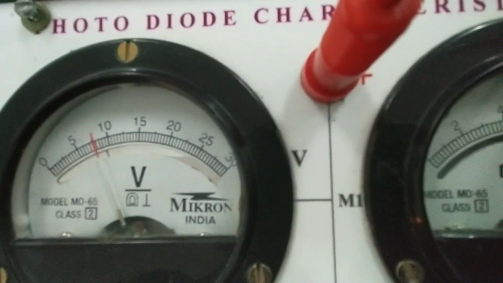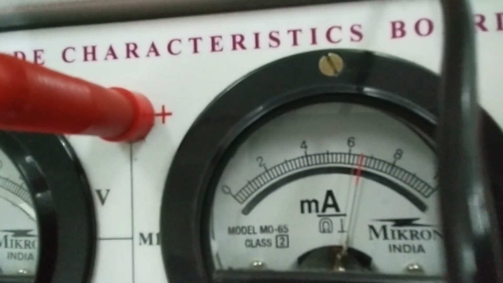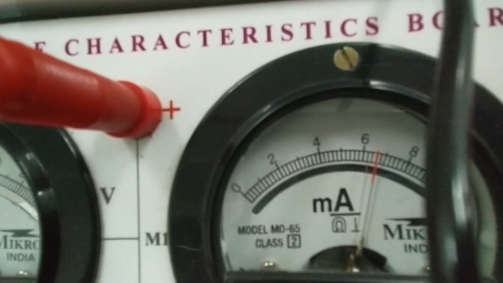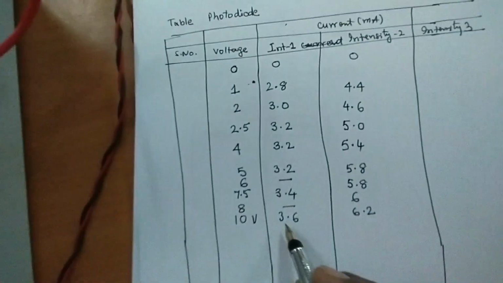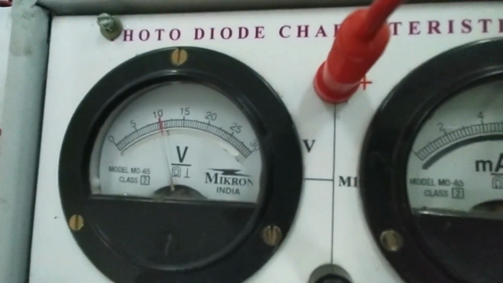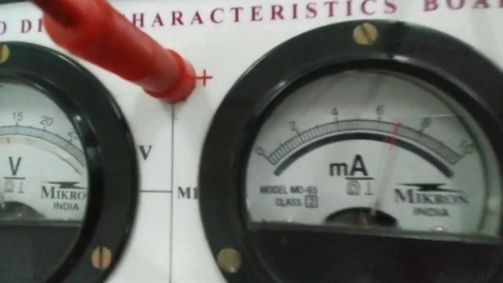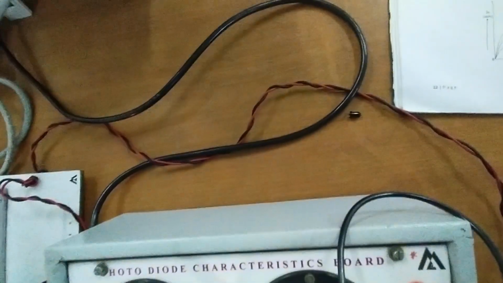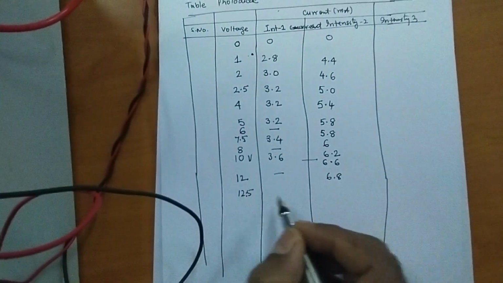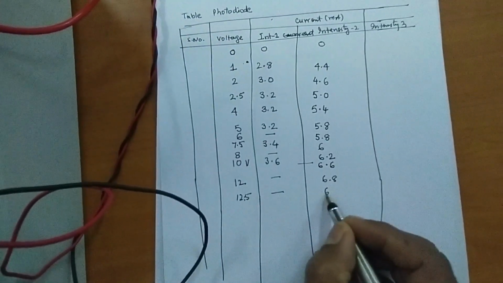Then I go to 10. If I go to 10, the current value is 6.6. Then I'll go for 12. If I go for 12, the current is 6.8. I go for 12.5, and the current is again 6.8.